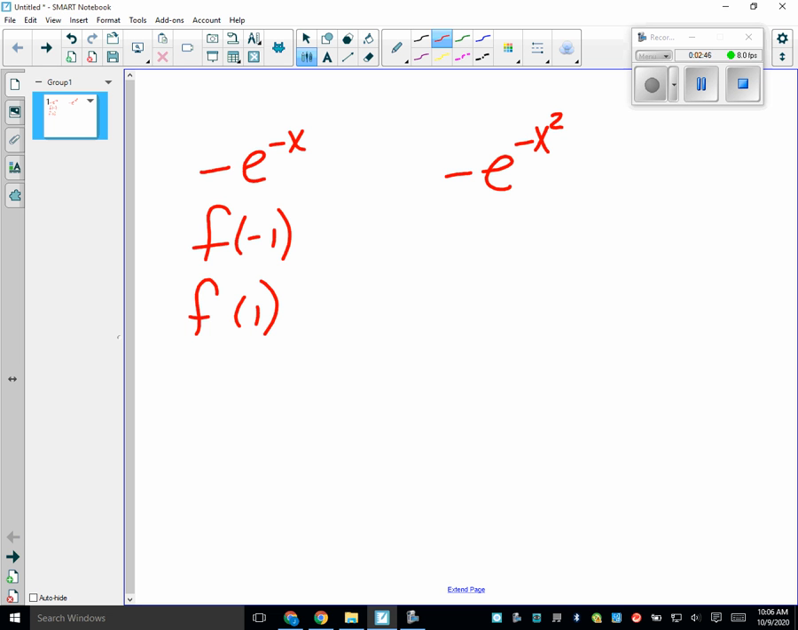Wait a minute. I got negative 2e to the negative x. That's what I got. Why do we have a negative here? I don't know. I thought it was negative 2e to the negative x squared. Isn't it this times negative 2x? Okay, so negative 2x e to the negative x squared. I like that better. That's what I got.